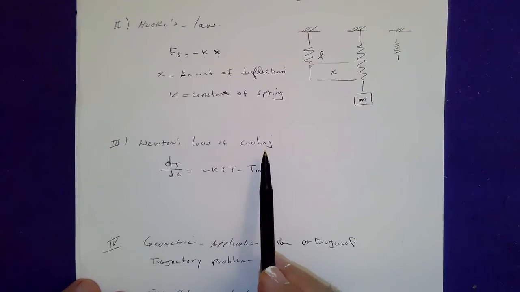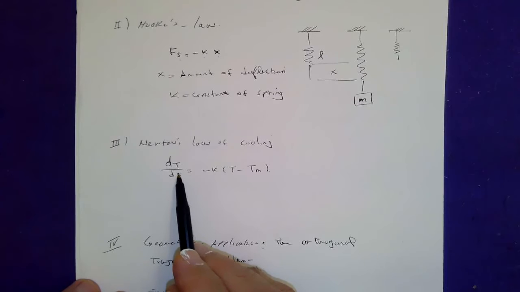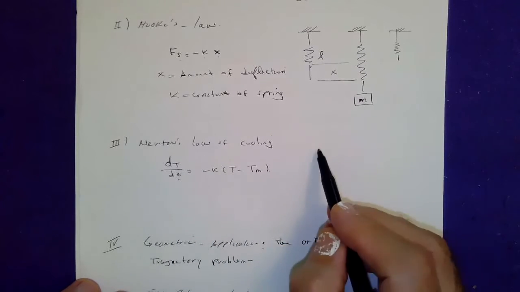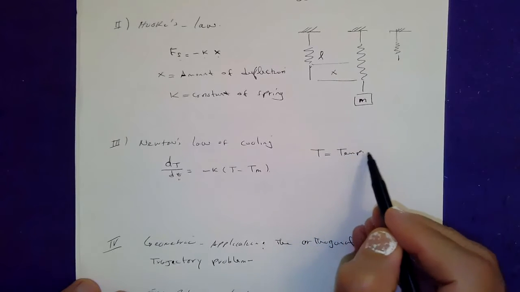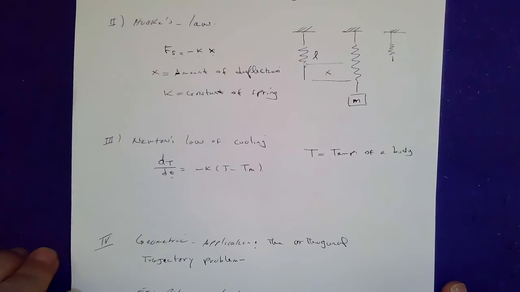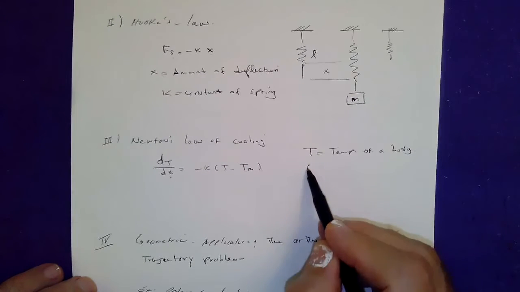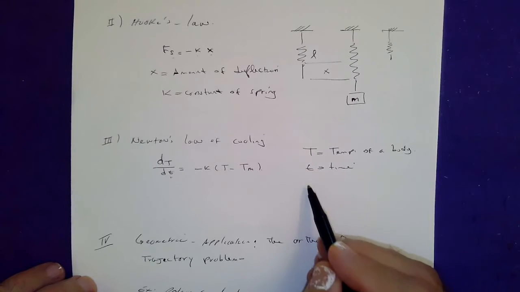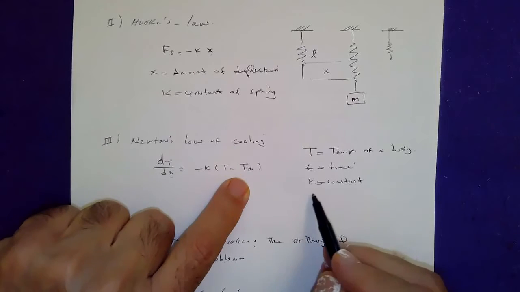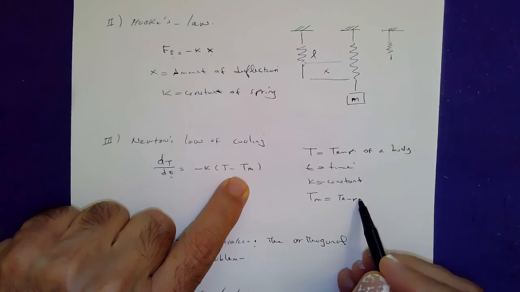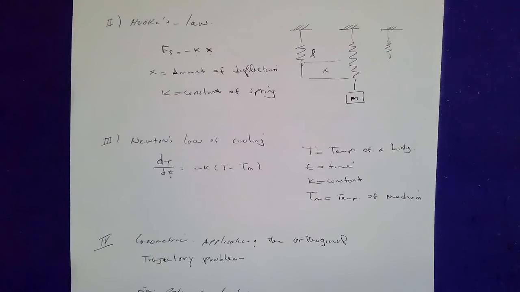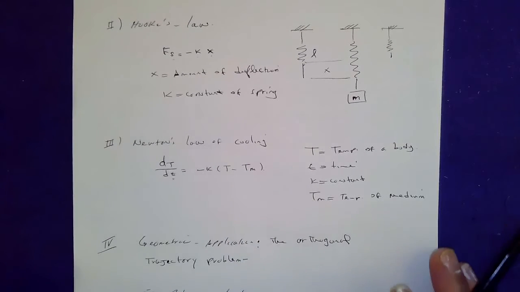Okay, then we have Newton's law of cooling, which says dT/dt equals negative k times the quantity T minus Tm. T stands for the temperature of a body. When I say a body, it could be the body of a human being, or it could be objects. t is the time, k is the proportionality constant, and Tm is the temperature of the medium, like the room temperature, or wherever the experiment has been conducted.